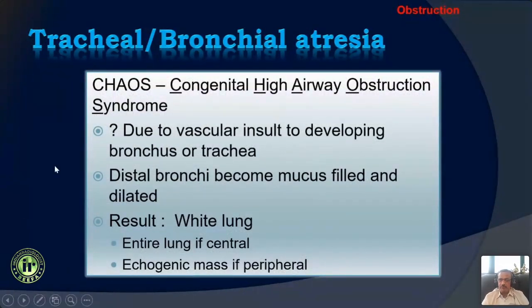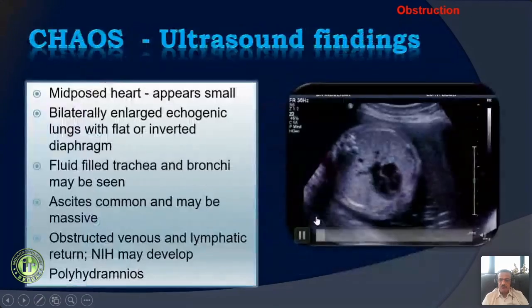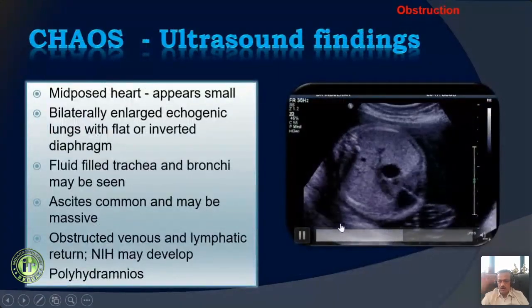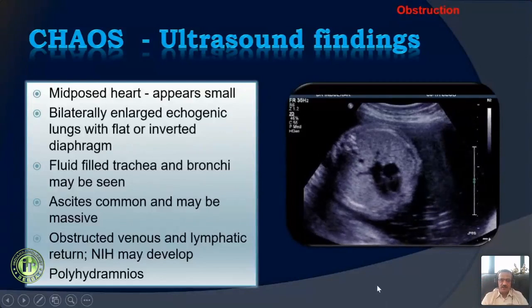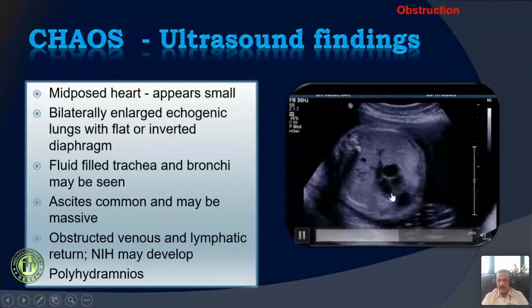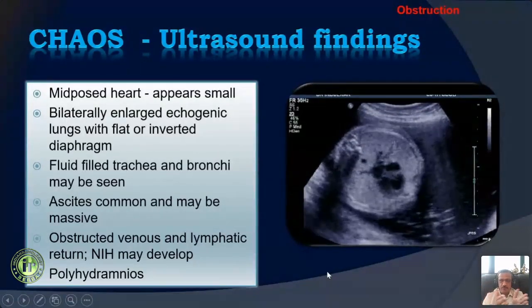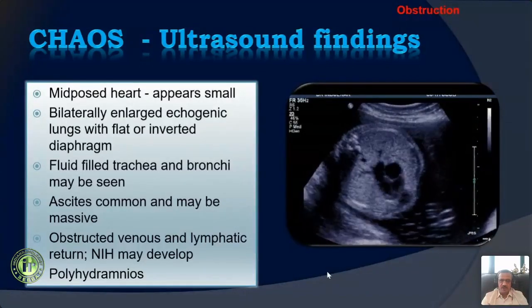Now, this is thought to be because of a vascular insult which comes up during the development of the bronchus or trachea. So, as I said earlier, various abnormalities come up depending upon the time of insult which happens in embryology. And typically here what happens is that beyond that, the distal bronchi become mucus filled and dilated, and we see a white lung. So the entire lung may be white, or one lung may be white if the atresia is in a bronchus. So typically the heart becomes mid-posed and comes in the center.